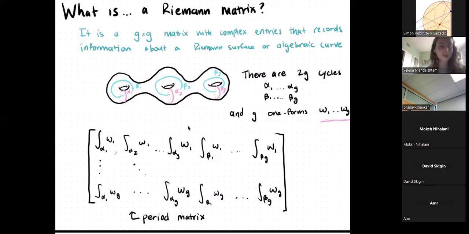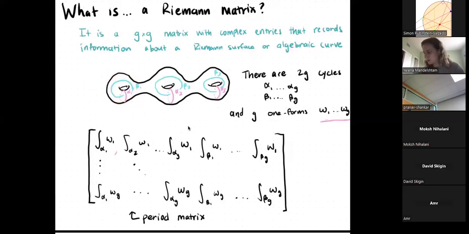Each one form is not associated with a specific genus, but as our surface gets more complicated, our functions have more freedom in what they can do on it, so that's why we get more of them. You can't really associate each one form with a specific hole in your surface. It's not really like that.